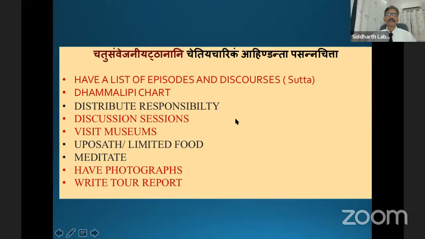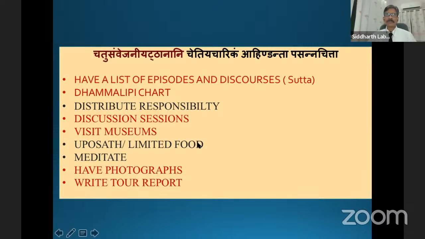Then visit museums. Most people don't visit, but a museum is such a place that every sculpture takes you to that age. You go directly to 2000 years back. So museum visiting is a must, a compulsory part of the veneration. Then you should keep uposatha, or have limited food. Why limited food? Because we are going to a very different, very inconvenient place. Most of the time we feel unpleasant or get irritated about not getting food. But we have to ignore that, because we came for a very, very special purpose.